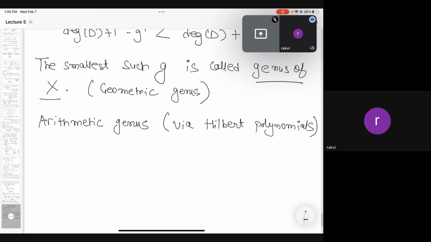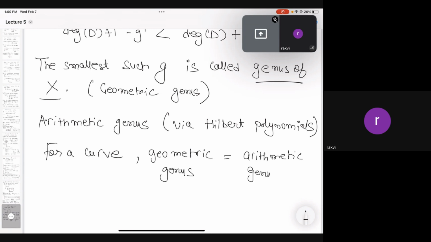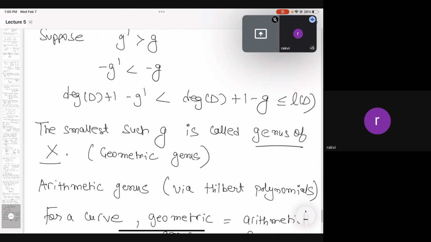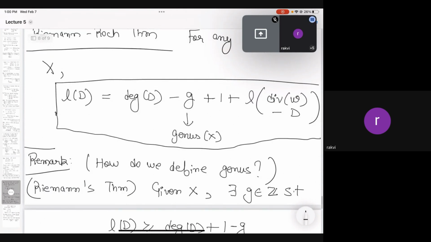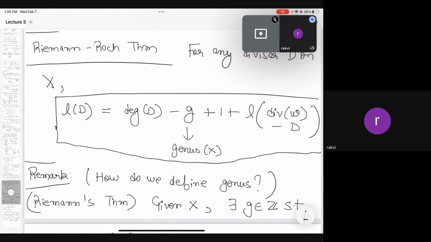Now what is nice is that for a curve these two things are equal. So geometric genus is the same as arithmetic genus, and we are happy with that because I really don't want to talk about surfaces, as my knowledge is very limited. So curves are nice in that sense. So using divisors we can define genus like this.